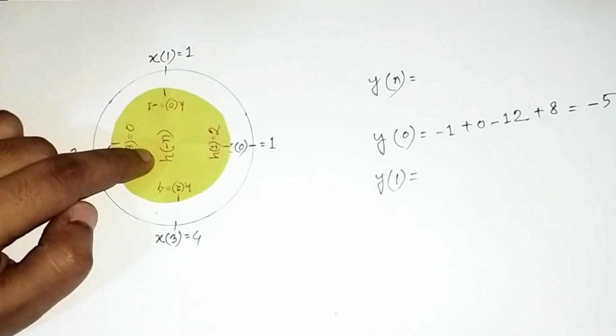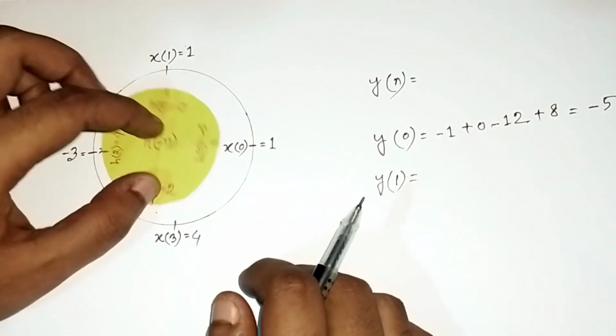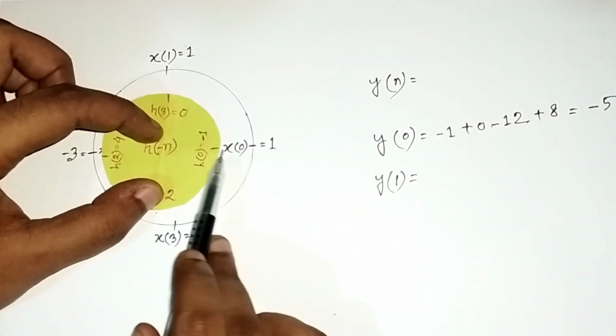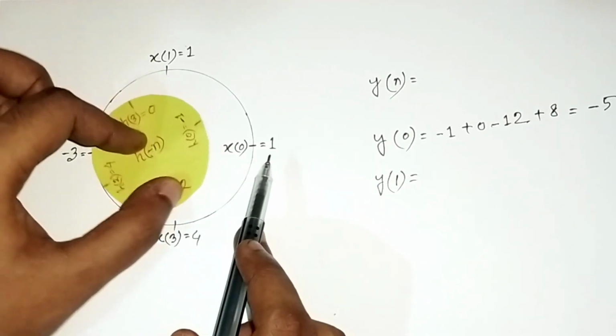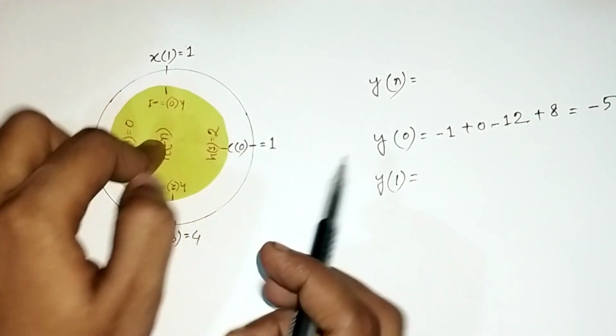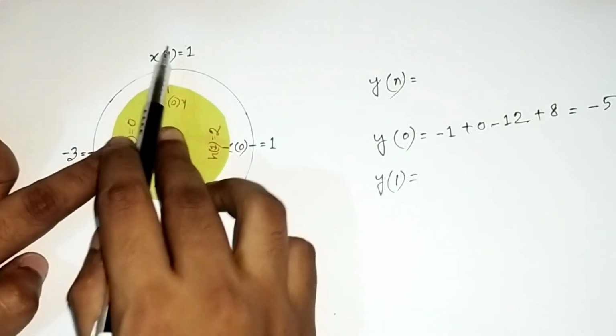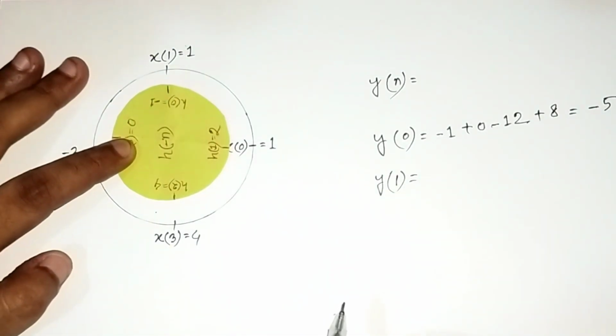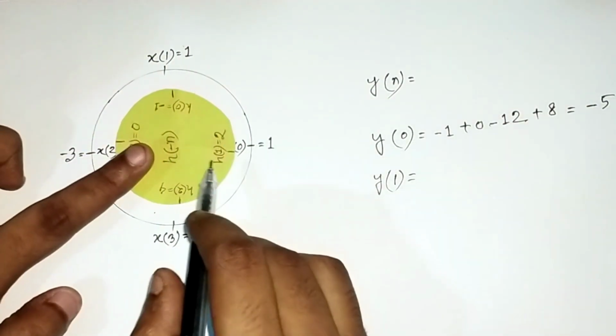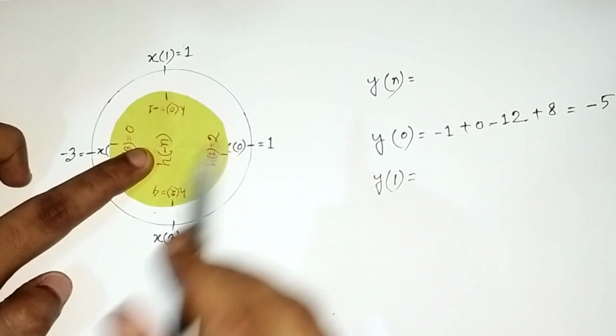like this. See, previously it was like this, h of 0, x of 0 aligned. Now it will be like this. h of 0 is now aligned with x of 1. Again, just multiply them and add them together.